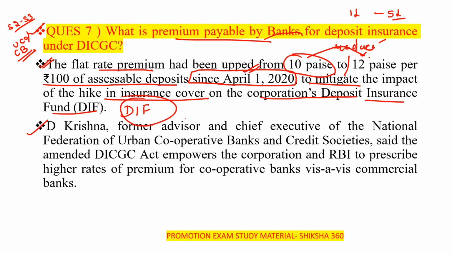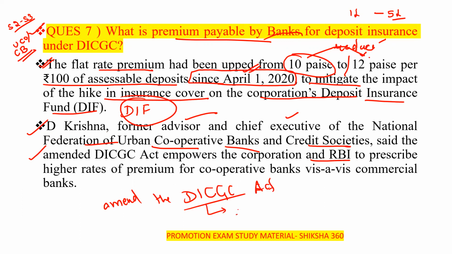D. Krishna, former advisor and chief executive of the National Federation of Urban Cooperative Banks and Credit Societies, said that the amended DICGC Act empowers the corporation and RBI. Clear? They have amended the DICGC Act. DICGC is a subsidiary of RBI. Only after amending it did they enhance the limit from 1 lakh to 5 lakh. So the amended DICGC Act empowers the corporation and RBI.